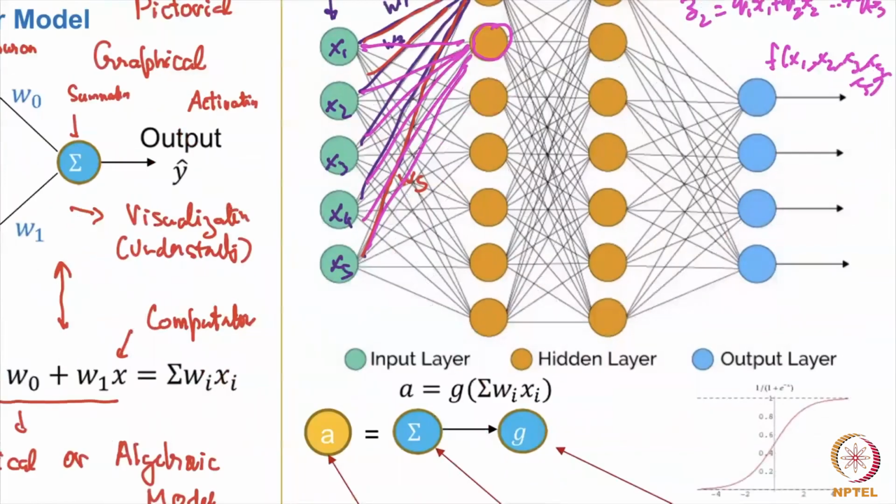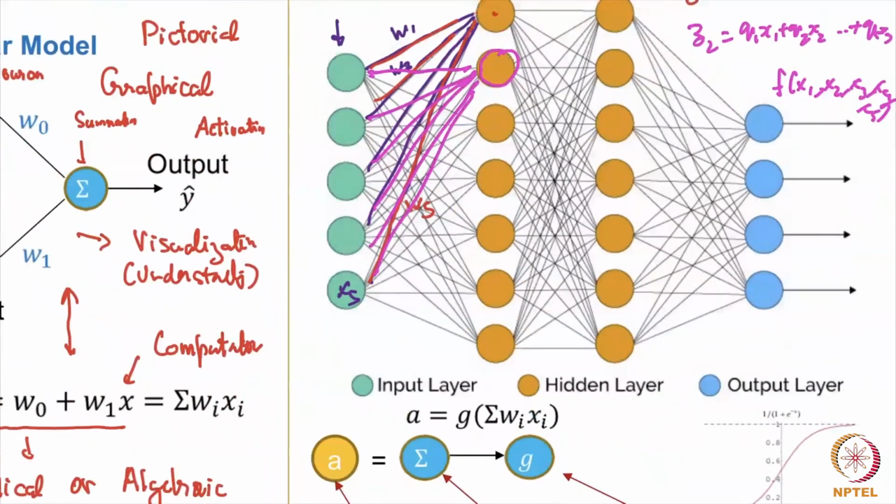Okay. Now, this thing here in a neural network is called an input layer, as marked here. So this is an input layer. This thing here is called a hidden layer. And this thing here is called an output layer.